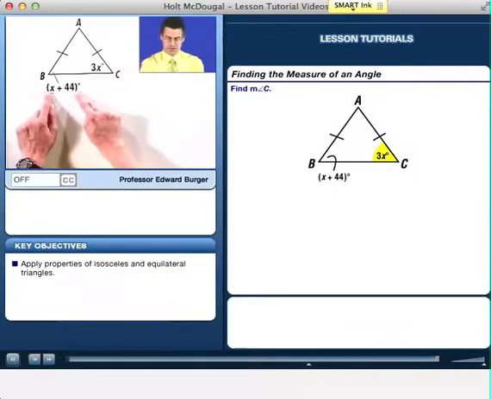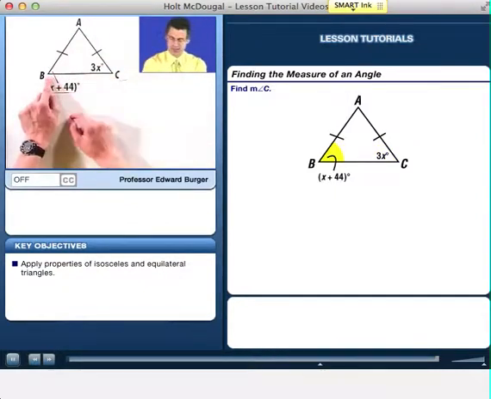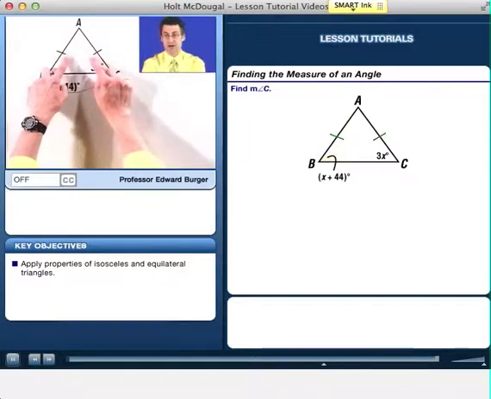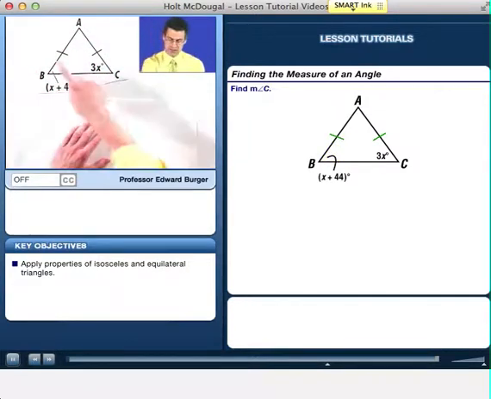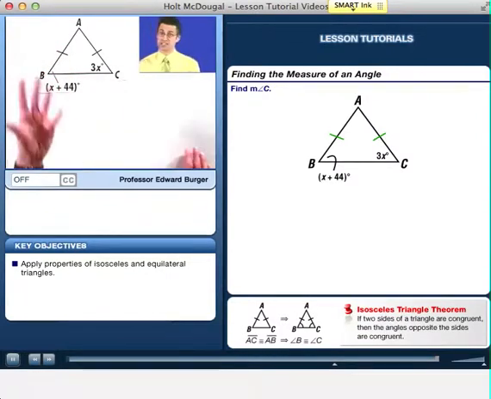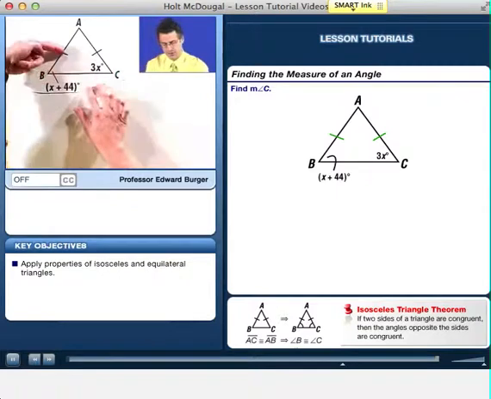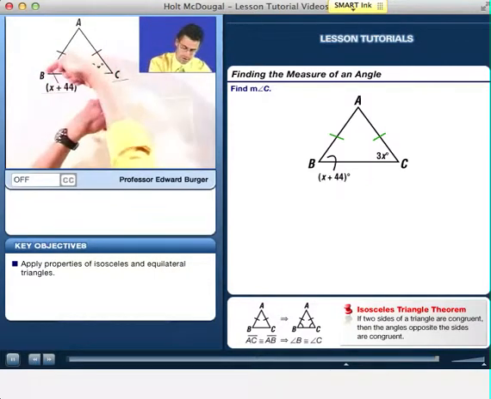We're told that the measure of angle B is x plus 44 degrees, and that AB is congruent to AC, because they're marked that way. Well, wait a minute. If these two sides are congruent, then I know this is an isosceles triangle. If it's an isosceles triangle, I know that the opposite angles are going to be equal.